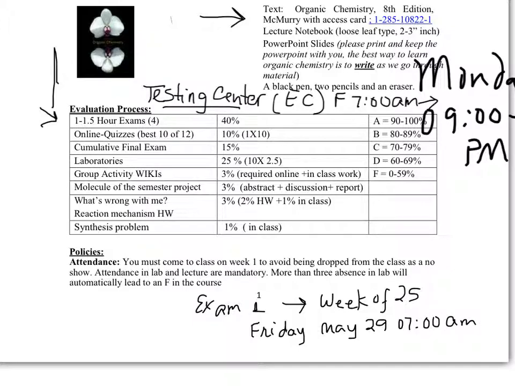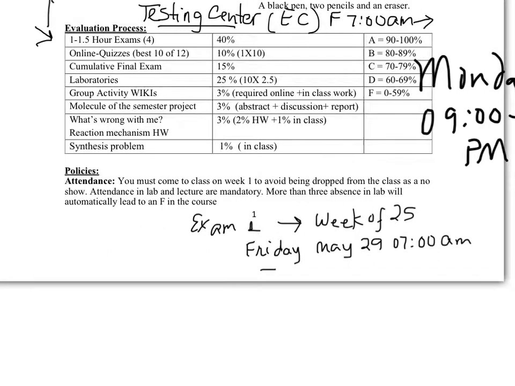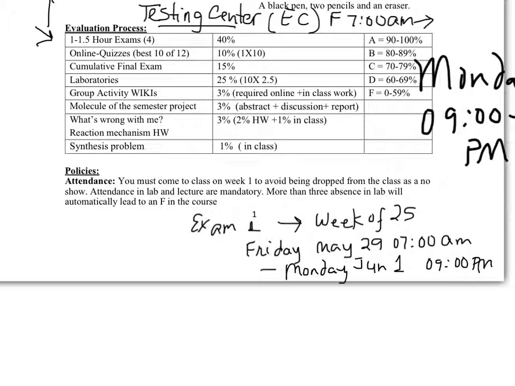And it's going to remain available until Monday, which will be June 1st. And I think the testing center closes, I think I already said that, at 9 p.m. that particular day. So you will have May 29th, 30th, 31st, and June 1st, any of those days. So Friday, Saturday, and Monday, you can go to the testing center. The testing center is closed on Sundays.